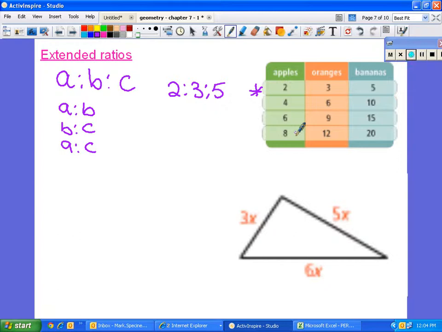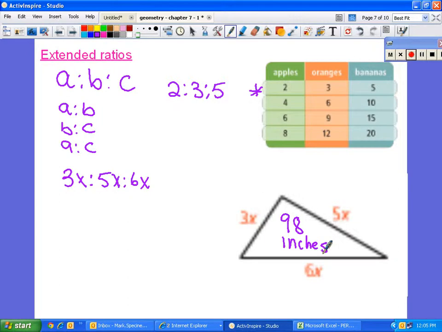Now, how, you may ask, do we use an extended ratio? Well, here's an example of a problem. I have a triangle, and I'm told that the ratio of the sides of the triangle is 3x to 5x to 6x. So I set up my ratio, 3x to 5x to 6x. I'm also told that the perimeter of the triangle is 98 inches. So what I want to know is, what is the length of the longest side of the triangle?